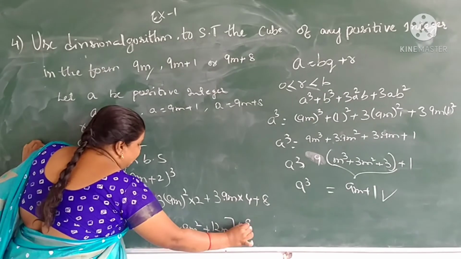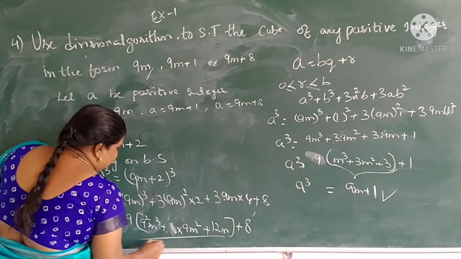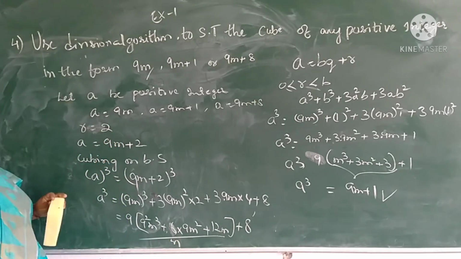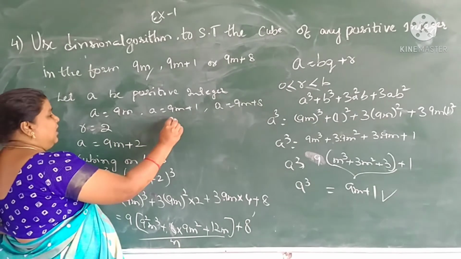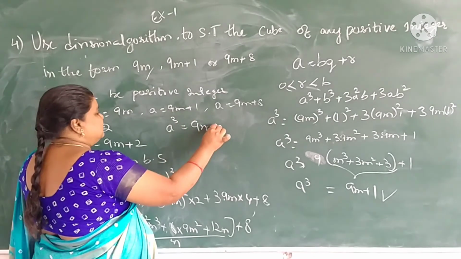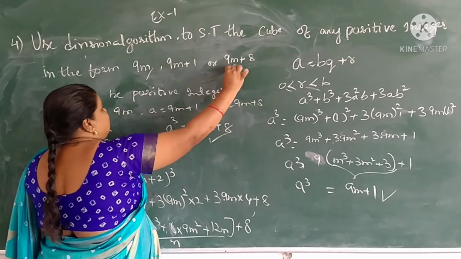And this we are writing 18. So this all, if you are taking it as m, what happens? It is a sum. A cube is equal to 9m plus 8. So this is also satisfied.